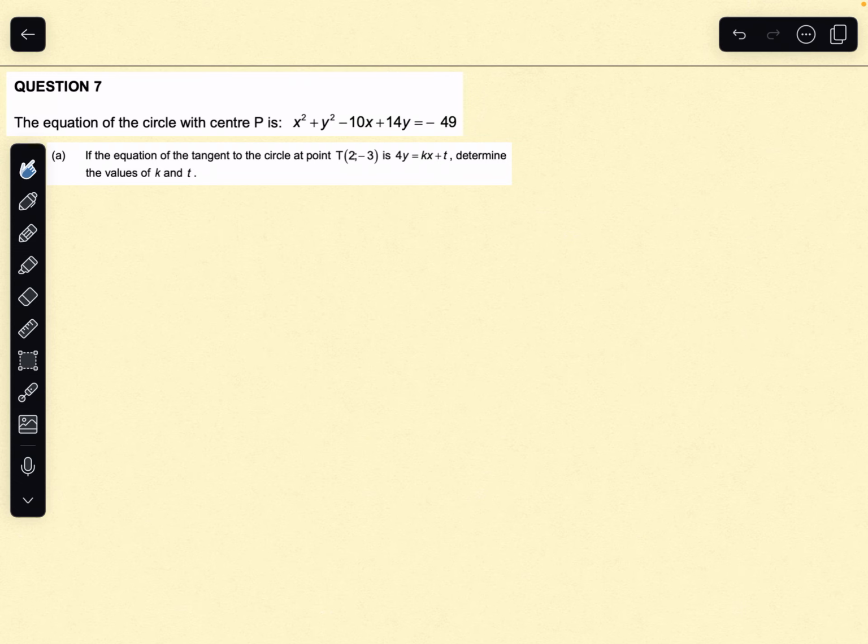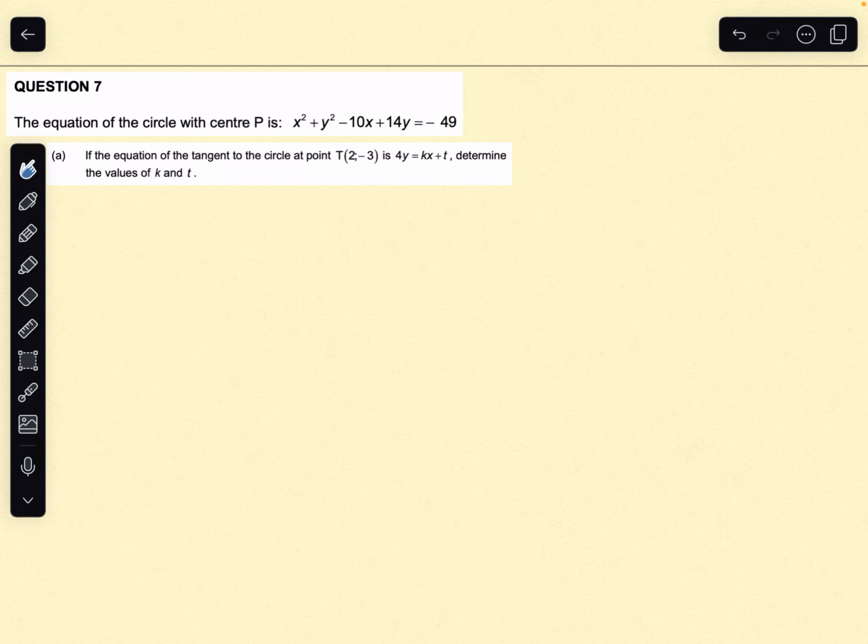First question says, if the equation of the tangent to the circle at point T (2, negative 3) is 4y equal to kx plus t, determine the values of k and t. Whoa. There is a lot going on here.